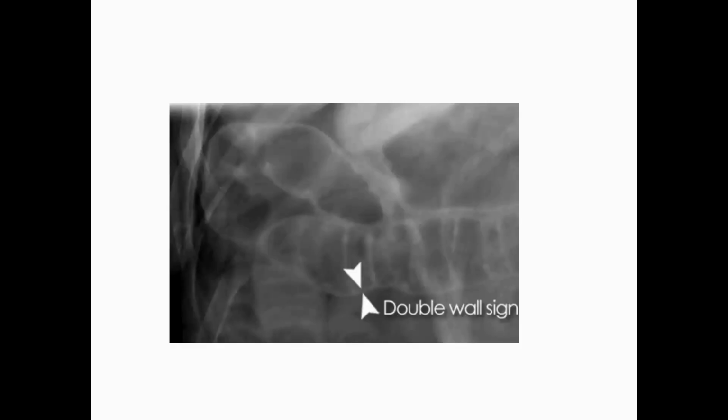And there is another sign you can see here. Here, if you see these small pockets of air trapped between the bowel loops. This is one pocket, and this is another pocket, and here. These small pockets of air trapped between loops of bowel create triangular or dome-shaped lucencies. So this is the second sign: the double wall sign and triangular or dome-shaped lucencies.